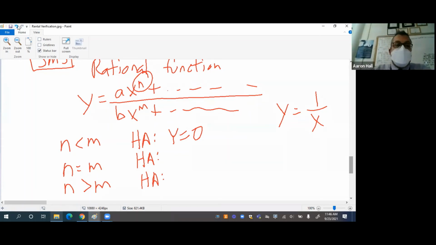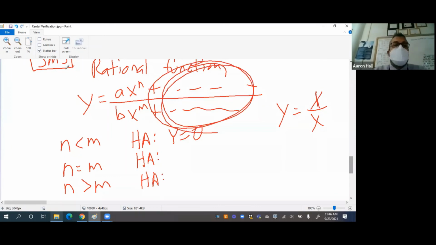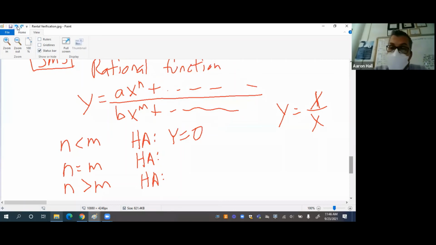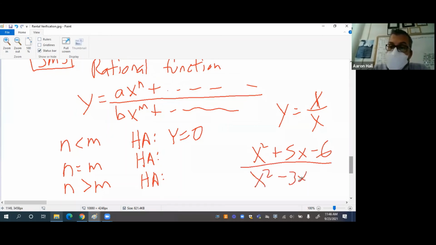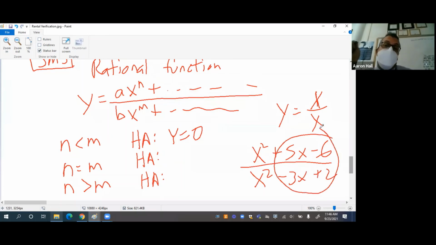All right, let's consider what if they're the same. What if I have like x over x? Remember, the other stuff doesn't matter, right? It doesn't matter when x becomes massively large, right? If I have x squared plus 5x minus 6 over x squared minus 3x plus 2, when x is massively large, these values here become irrelevant, or very insignificant. What value do we converge on when x is massively large? Would be y equals x.